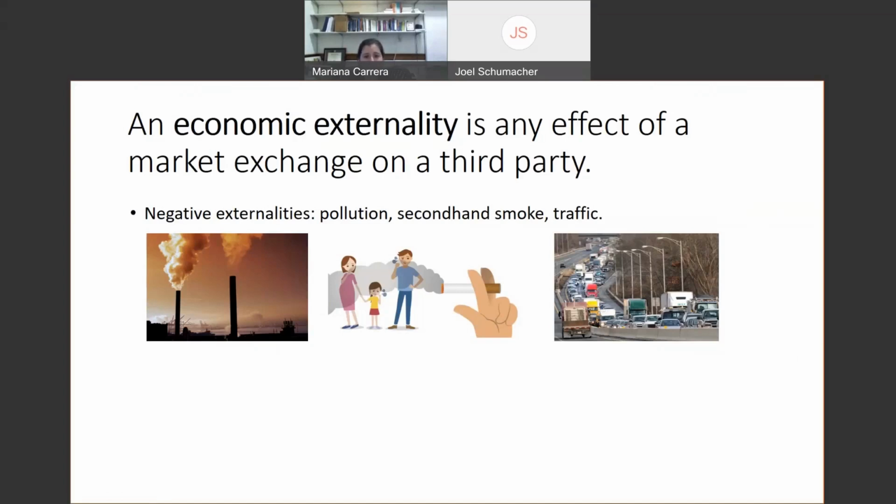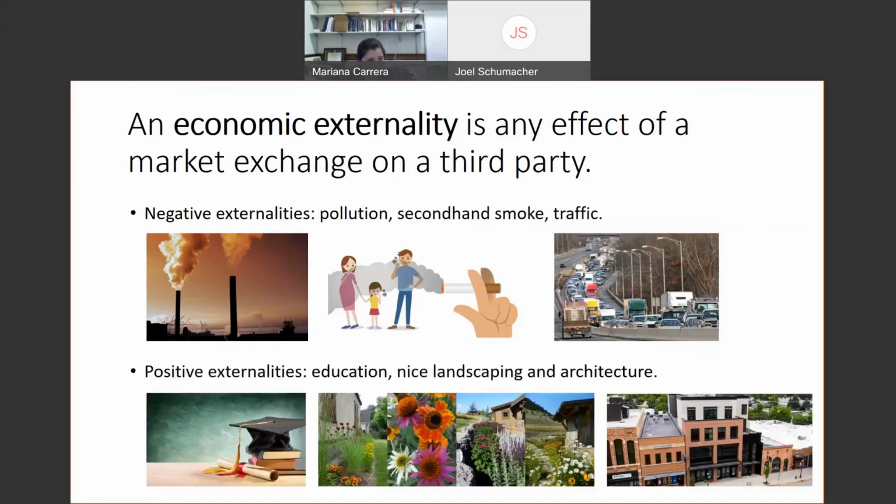There are also goods that confer positive externalities. Education is one of the main examples. Again, education benefits everybody in society because education leads to better job outcomes, better contribution to the economy at large, better health outcomes. Children fare better with parents who are more educated, and so forth.